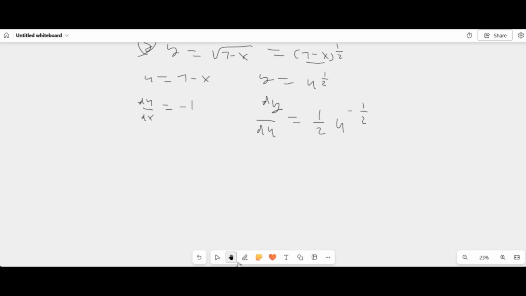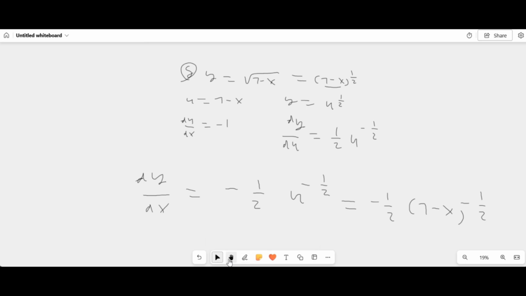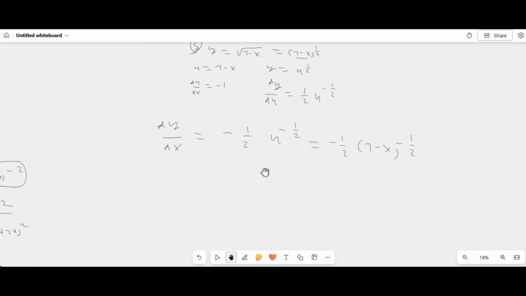Okay, so now what you want to do is multiply them together. So minus 1 times that, so dy over dx here is going to be minus 1 times that, so that's minus a half here, u to the power minus half. And obviously, u is equal to 7 minus x, so it's just going to be minus half here, 7 minus x to the power of minus half, and that's the final answer there. Look at that, we're moving through this.